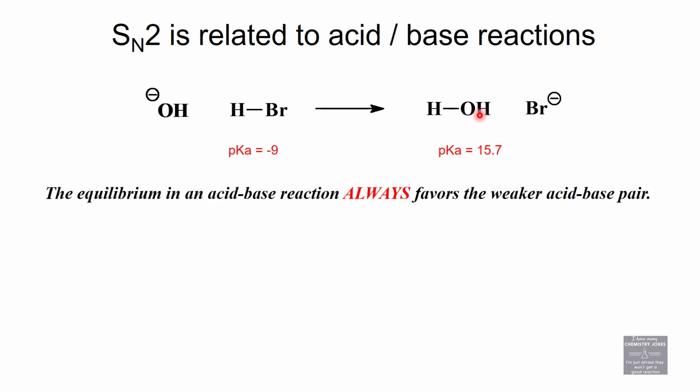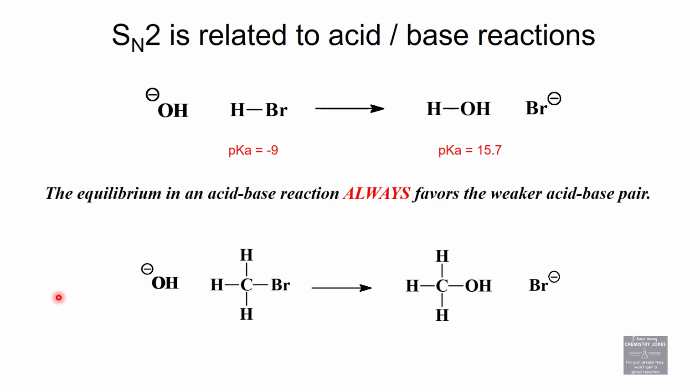What does that have to do with a substitution reaction? If you consider your nucleophile here as a base, and your leaving group here as a base, equilibrium always favors the weaker acid-base pair. So just like up here, I could say this base versus that base. This base is much weaker. That's how I know that equilibrium favors that side. I know that base is weaker because I know that acid is stronger.